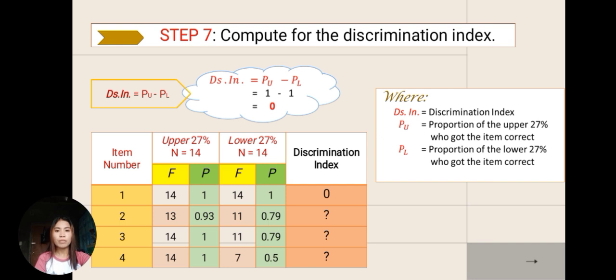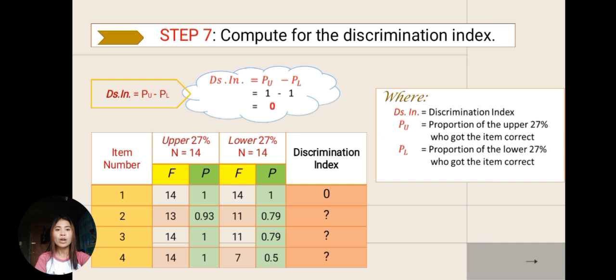So, in this table, from the previous slides of proportions and frequencies in the upper 27% and in the lower 27%, we need to substitute those proportion values to the formula of the discrimination index, such as in item 1, we have a proportion in the upper and lower 27% as 1, therefore, P sub U minus P sub L is 1 minus 1 is equal to 0. Therefore, our discrimination index in item 1 is 0.